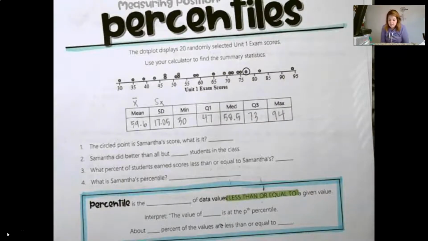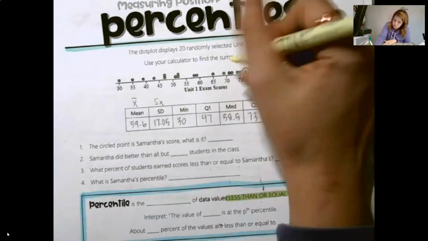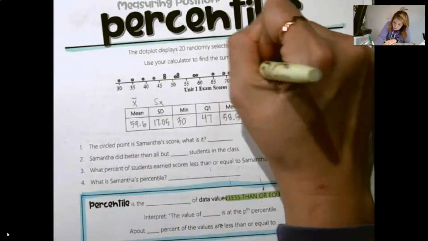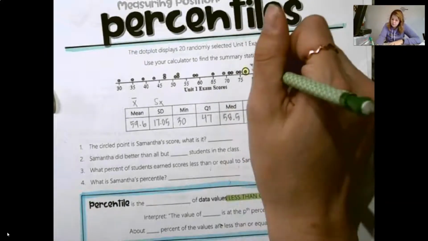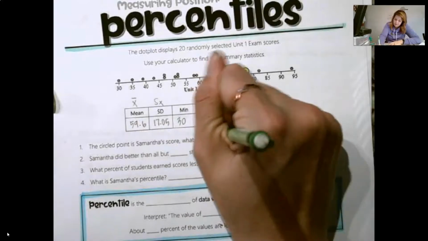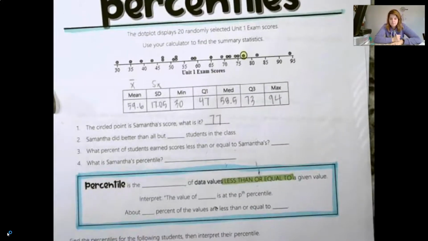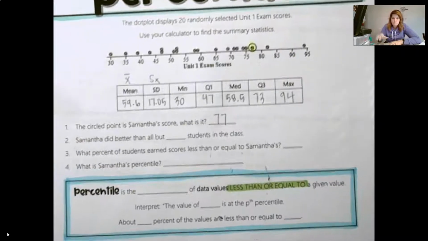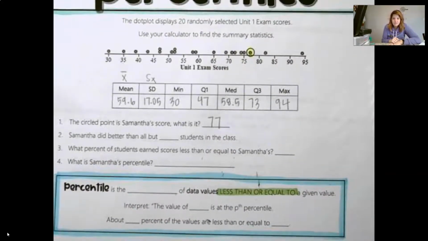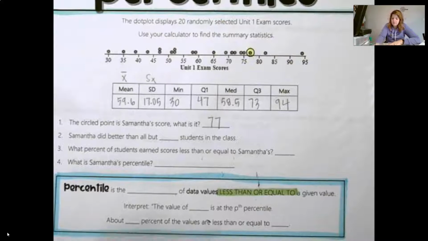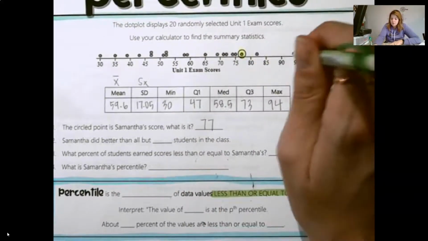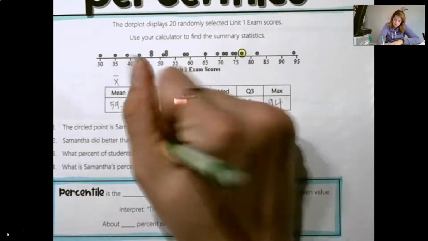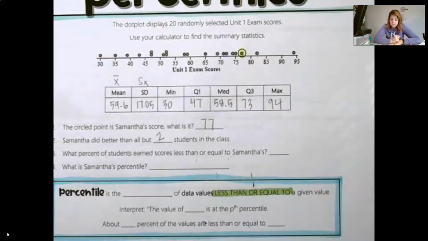Okay, the circled point is Samantha's score. What is it? So we have one circled point up here. That circled point is 77. Samantha scored a 77. Samantha did better than all but blank students in the class. So above Samantha were 2 students, 1, 2. So Samantha did better than all but 2 students in the class.